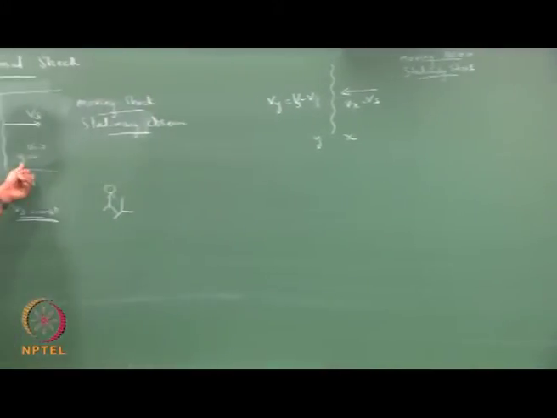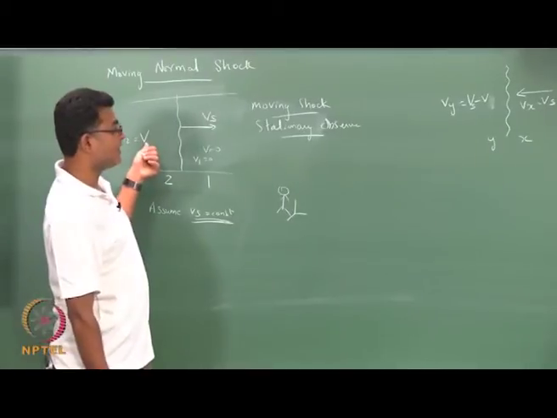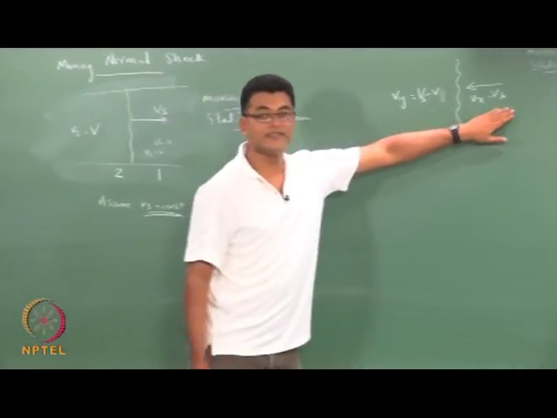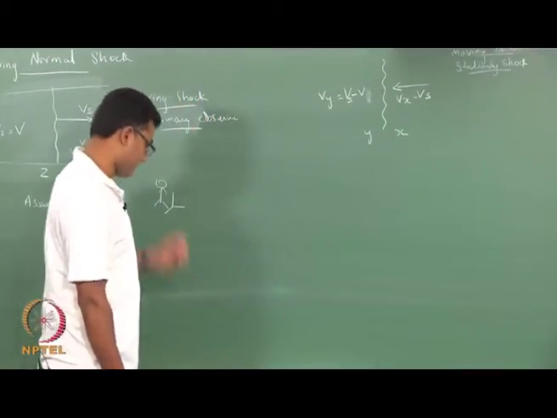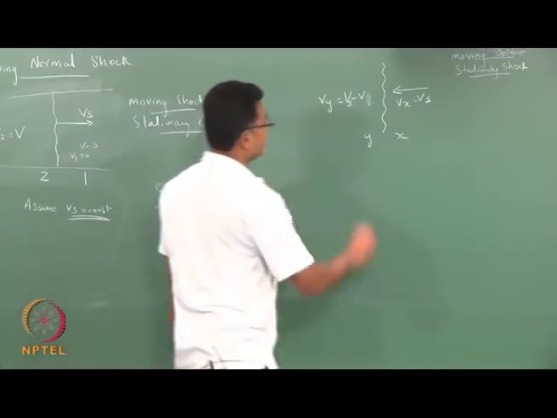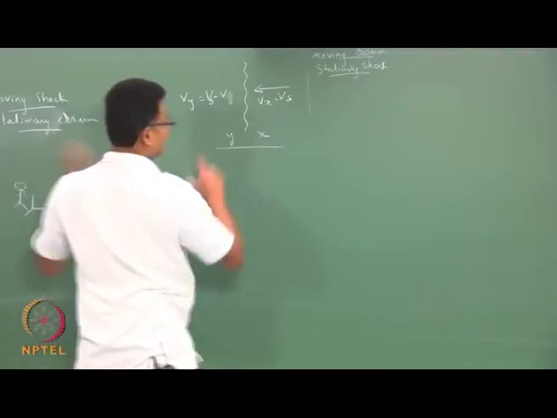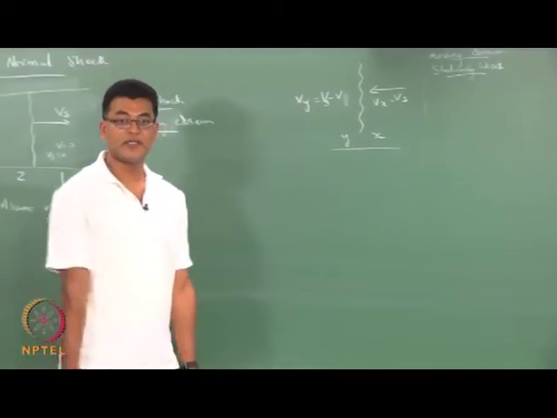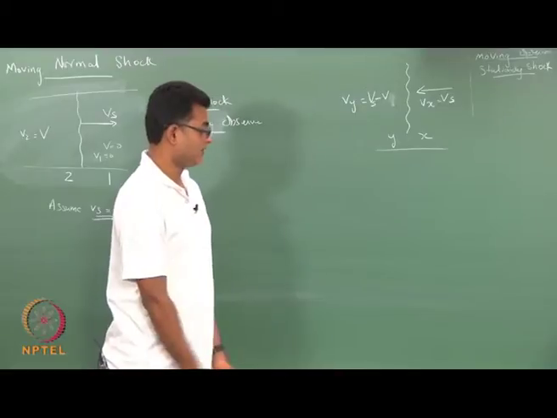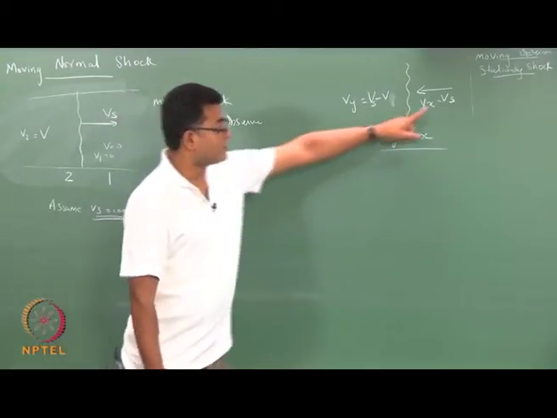Previously we had V1 as 0 and V2 as V. Here my Vx is Vs and Vy is Vs minus V. In fact, that is the only notation that we will use. As long as we do not confuse these two notations, we are fine. We have assumed constant Vs.